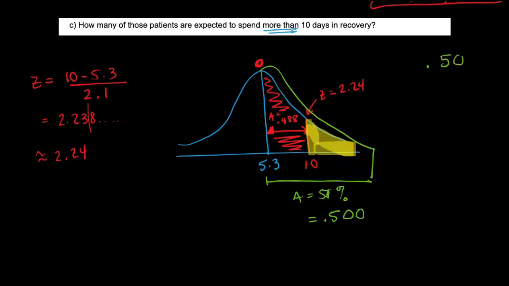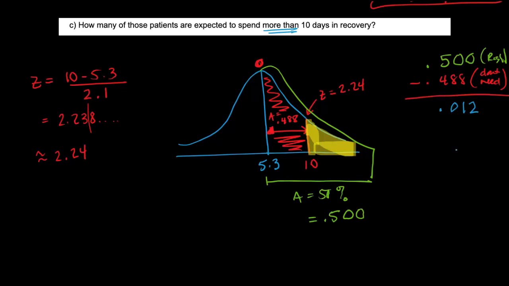So I'm going to take 0.500, the entire right-hand side, and I am going to subtract 0.488. This is what I don't need. And that's going to give me what I do need. And so when I subtract those two numbers, I get 0.012, which is 1.2%.